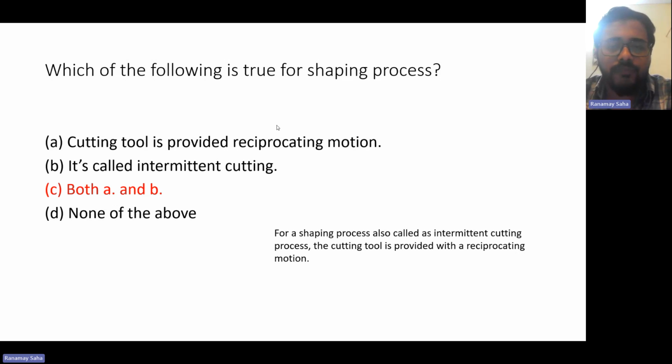The next question was which of the following is true for the shaping process. Shaping is an intermittent process. Why? Because there is one cutting cycle, and then the tool moves back to its initial position, and then the cutting cycle starts again. So it is an intermittent cutting process, and option B is correct. Option A says a tool is provided with reciprocating motion, so options A and B are both correct.